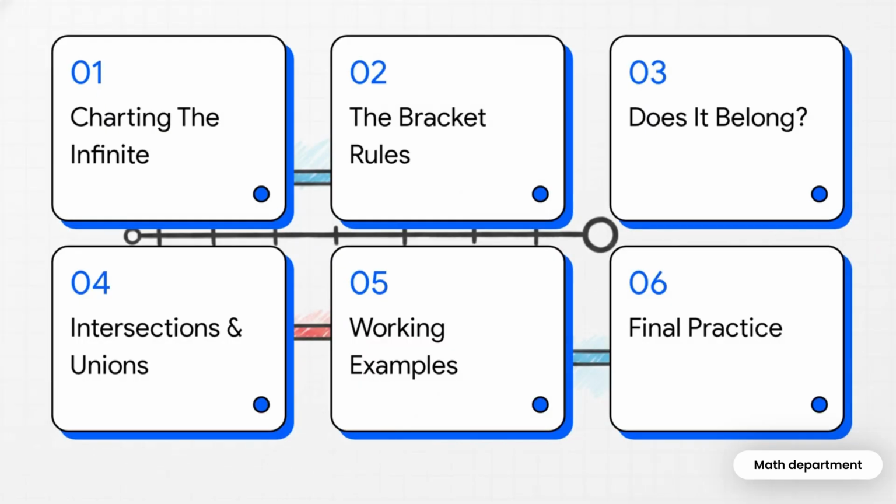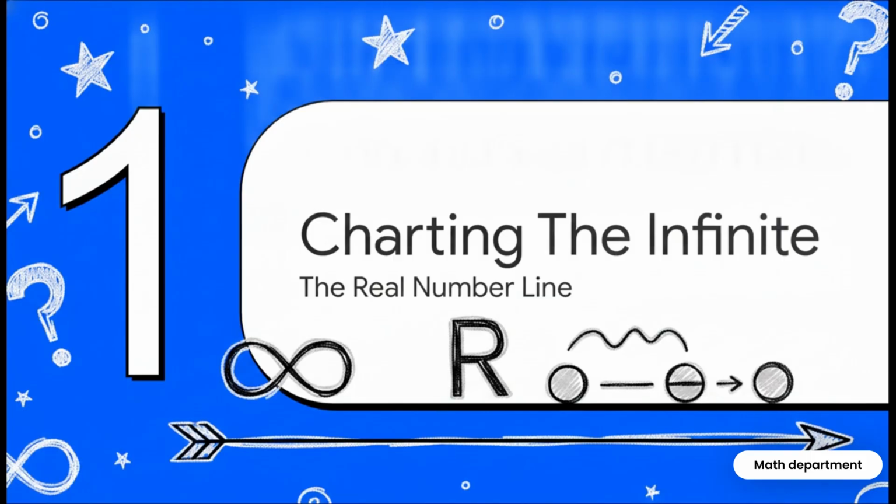Okay, here's our game plan for today. 1. Charting the infinite. 2. The bracket rules. 3. Does it belong? 4. Operations, specifically intersections and unions. 5. Working through examples. And finally, number 6, your final practice challenge. Let's get to it. All right, section 1, charting the infinite.